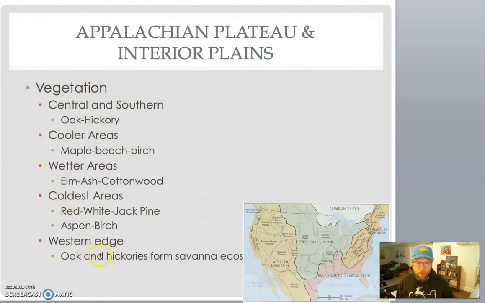And then I just kind of mentioned here that we're talking about oak hickories, and at the furthest west in these physiographic regions, these oak hickory forests really transition to oak hickory savannas. The forest cover becomes discontinuous and you get a lot more grass cover. And so that's where we start transitioning towards the grasslandy ecosystems.